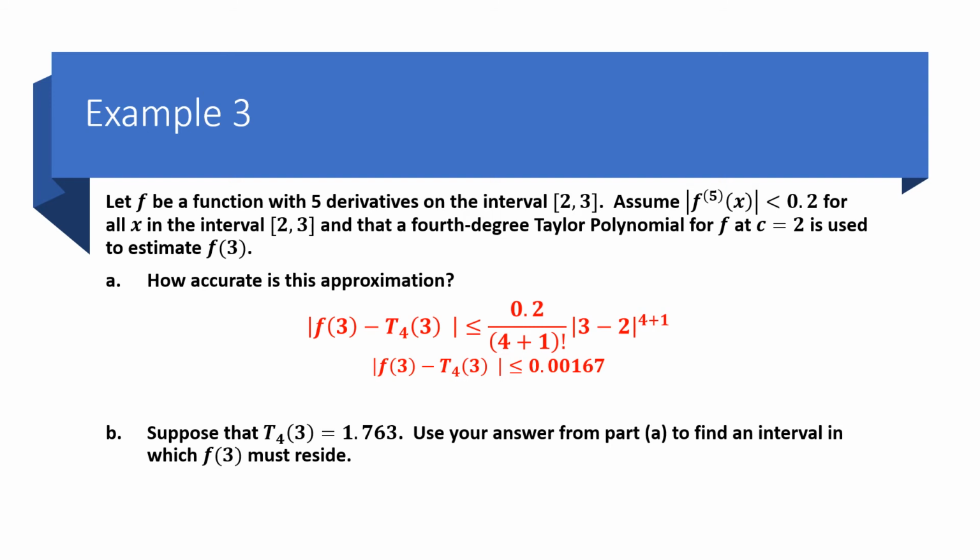All right, so part B says, suppose that t sub 4 of 3 equals 1.763. Use your answer from part A to find an interval that f of 3 must reside. So if we know t sub 4 of 3, and we know that it's going to differ by basically a margin of error of 0.00167, all I have to do is add and subtract 0.00167 to whatever I get for t sub 4 to figure out my boundary that f of 3 must fall inside. So I'm going to do 1.763 plus or minus 0.00167, and when I subtract, I get 1.761, and then when I add, I get 1.765. So that means f of 3, the true value, must fall somewhere between 1.761 and 1.765. This is very similar to those of y'all that have taken statistics. This is very similar to your confidence intervals.